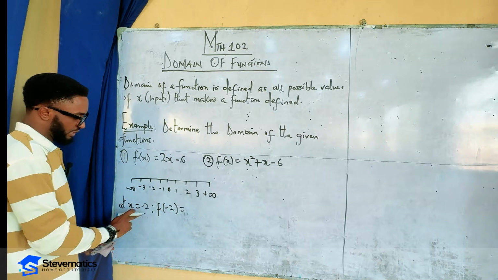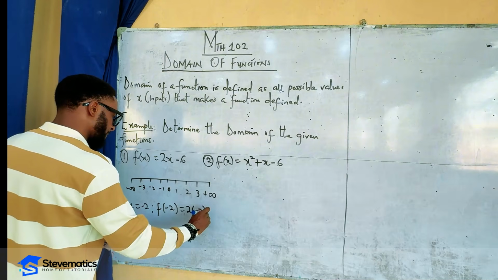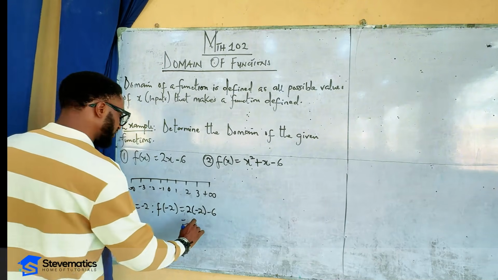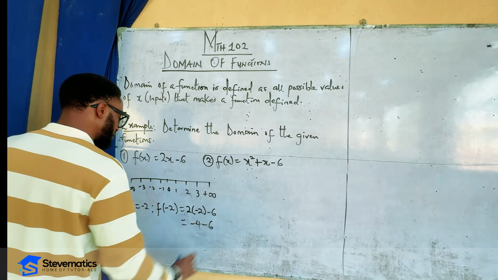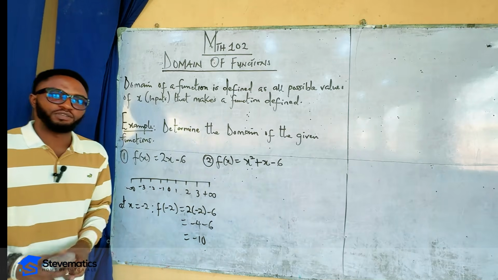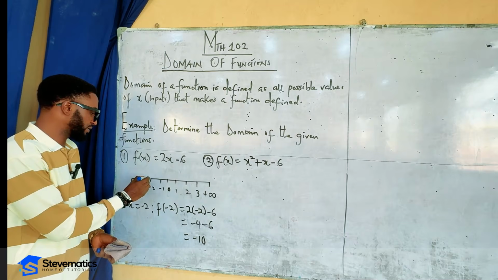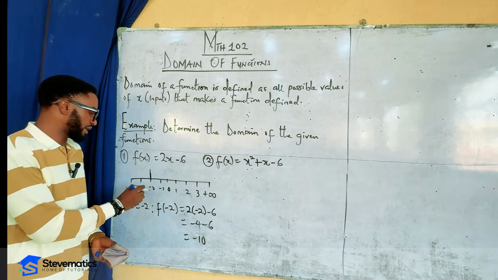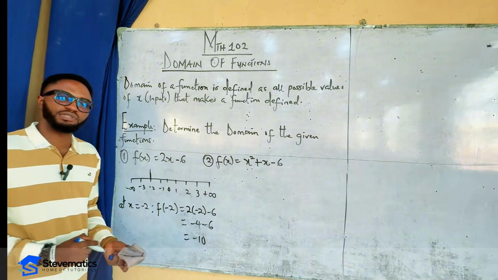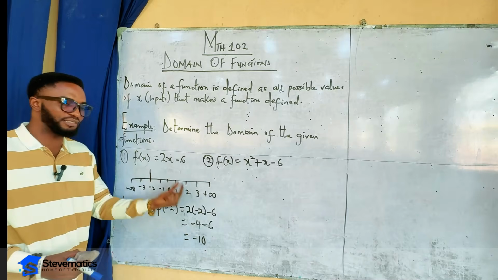Whenever you see x, insert a negative 2 there, minus 6. 2 into minus 2 will give us negative 4 minus 6, which gives us negative 10. So you see that at point x as minus 2, our function gave us minus 10. That is, it is defined. You get it now? It is defined.